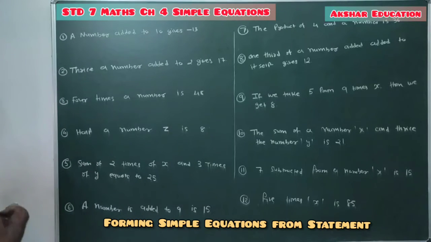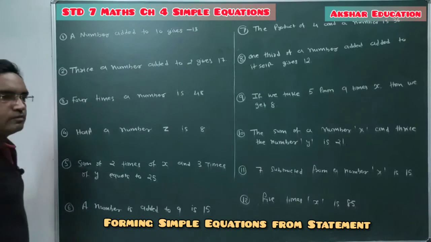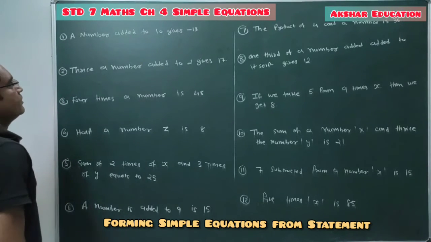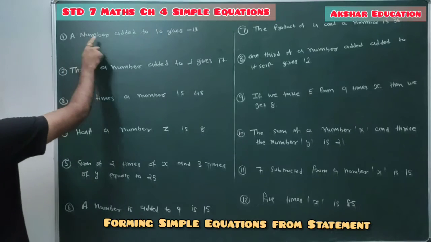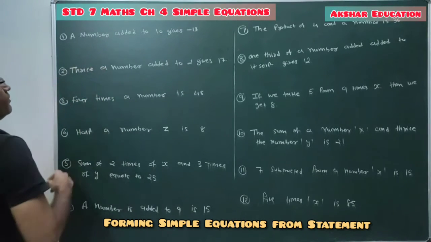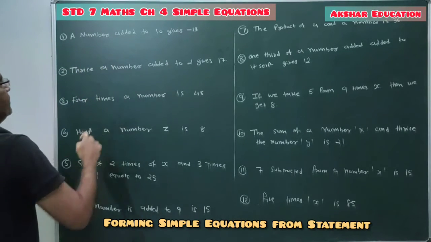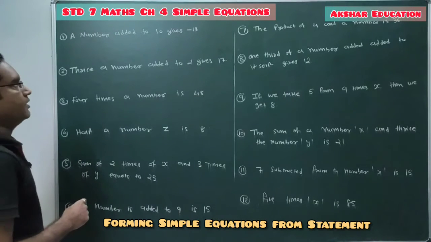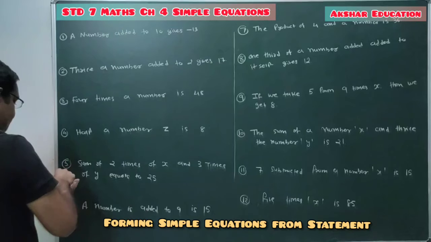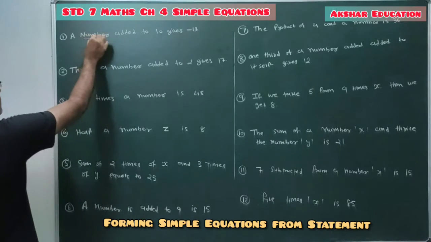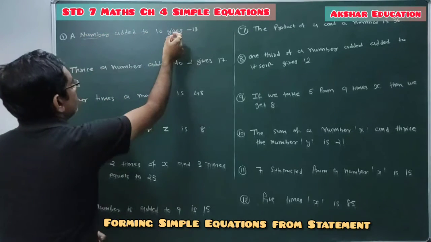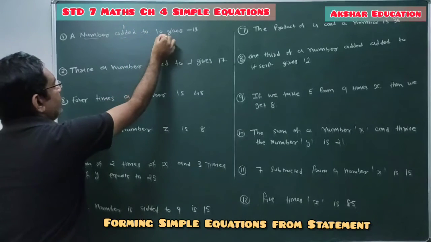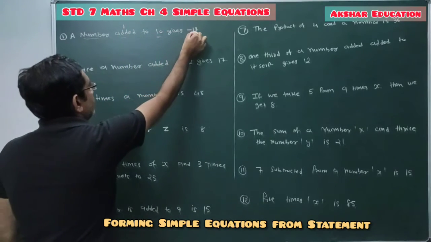Okay, students, now we will study how to form simple equations from a given statement. Now read the first statement. You have to form the simple equation from this given statement. A number added to 10 gives minus 13. A number added to, added to means plus. A number added to 10 gives minus 13.